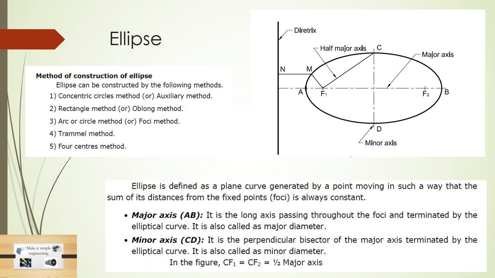Okay, now we should know different methods to construct the ellipse. There are different kinds of methods to construct, like concentric circle method, rectangular method or oblong method, arc or circle method or foci method, trammel method, four centers method, and also eccentricity method. Among which we are going to see concentric circle method, rectangular method, and eccentricity method. So we can see that concept here.